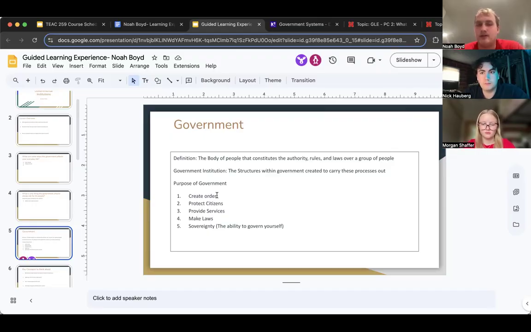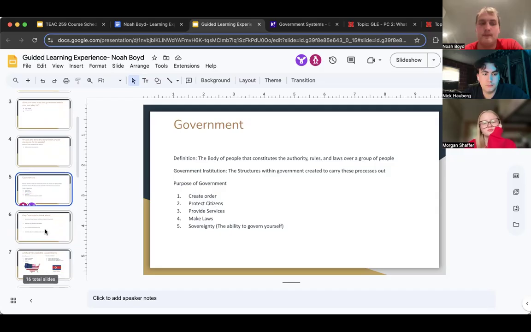Next thing is we make laws. So that kind of has to do with creating order and protecting your citizens, creating a stable society. And then the last thing is going to be sovereignty, so the ability to govern yourselves. And that's kind of all tying everything together, protecting your people from external conflict, and then creating laws and having the authority within your country to enforce these laws and make sure everyone adheres to the rules that your government has set forth.